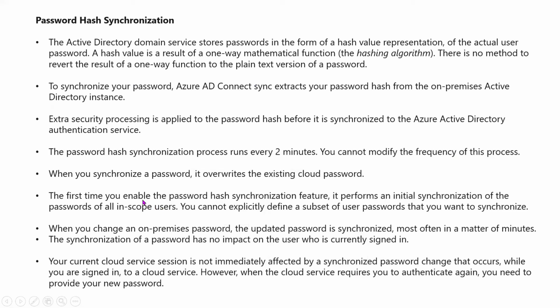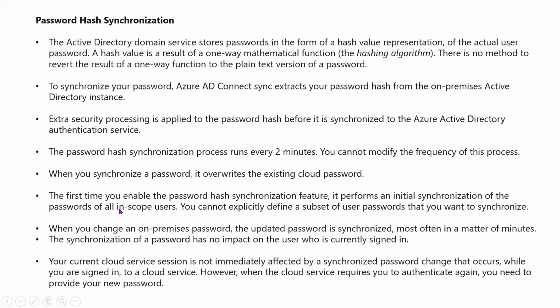So first time what happens, it will sync all of the user account passwords, whatever is in the scope. This scope also we can define. So what is the meaning of this scope? Because in Active Directory you can have multiple OUs, right? You want to select only a particular OU, that also you can do. So that is the meaning of that scope.